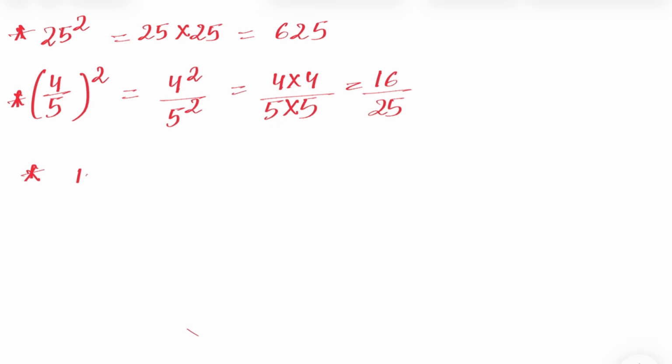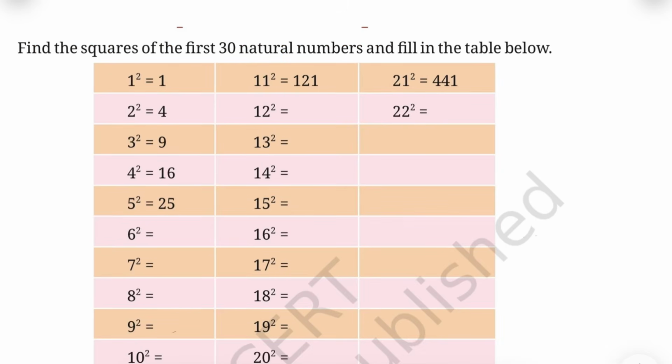Next, let us find out square of 1.2. If we solve this, it will be 1.2 into 1.2, which is equal to 12 into 12, that is 144. And if we see the question, you can see after the point there are 2 digits. So in our answer also, after the point there will be 2 digits. Answer will be 1.44.